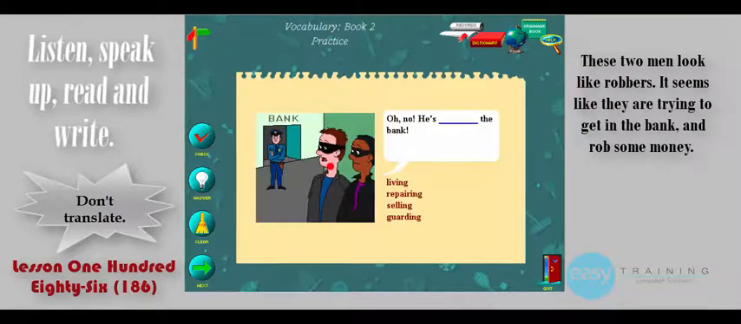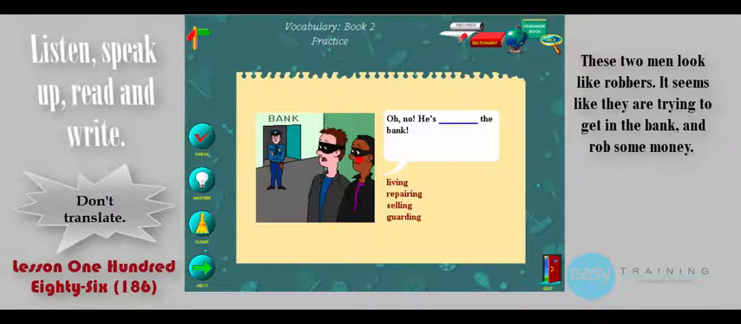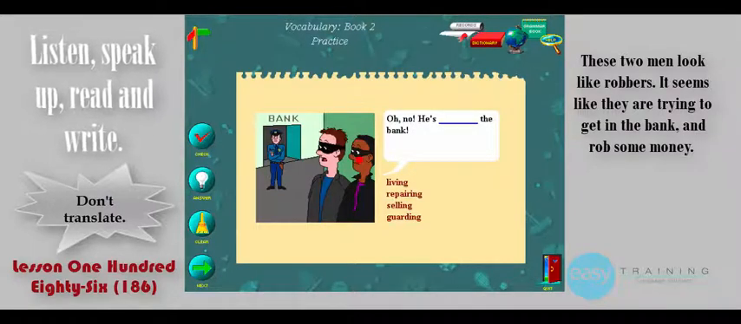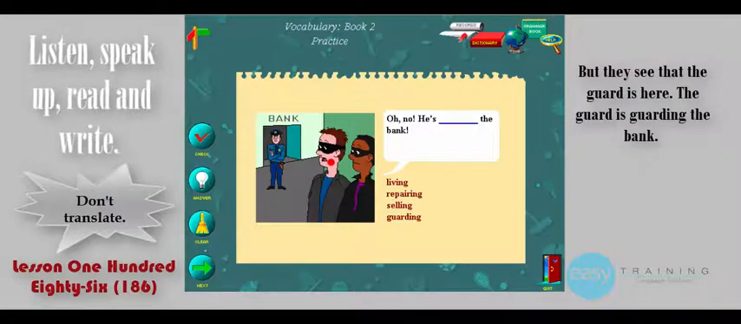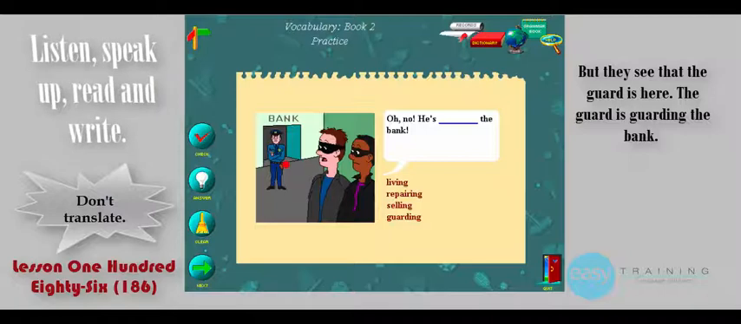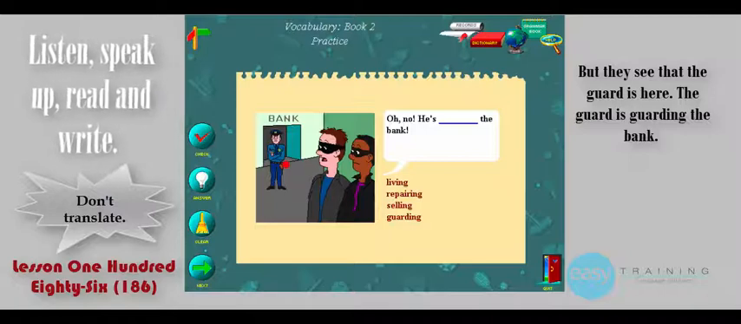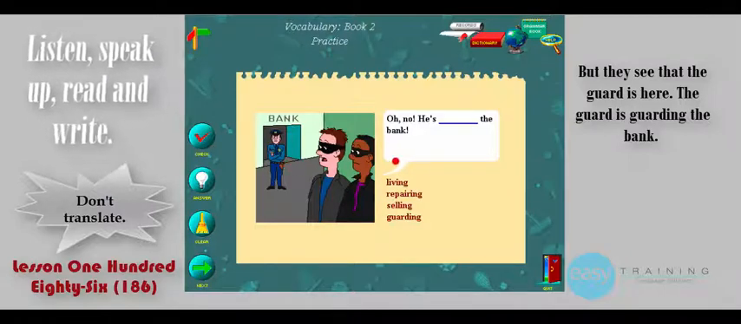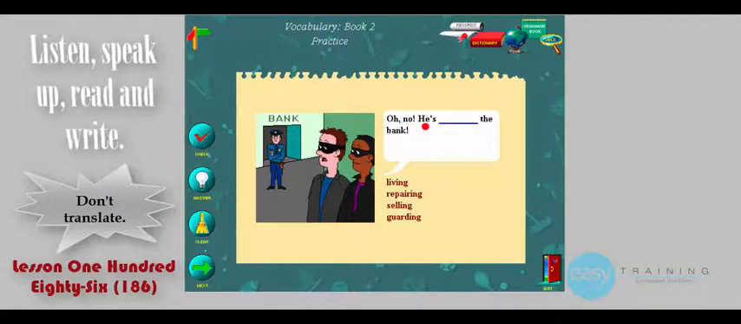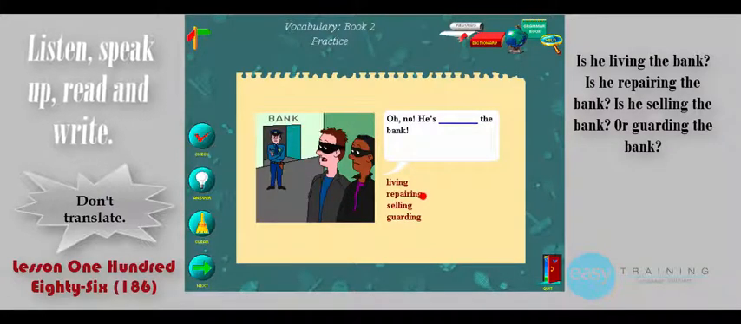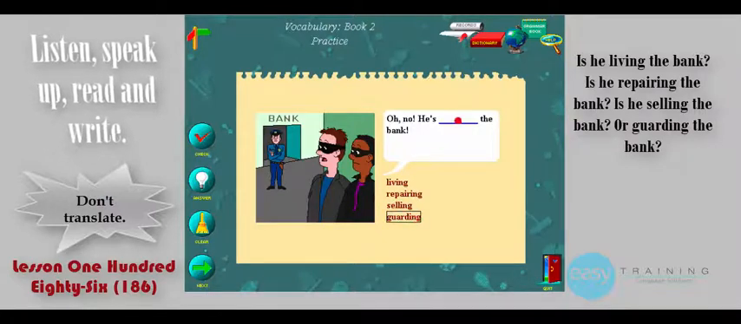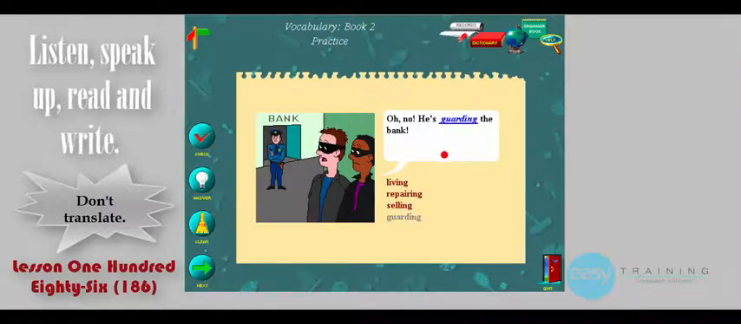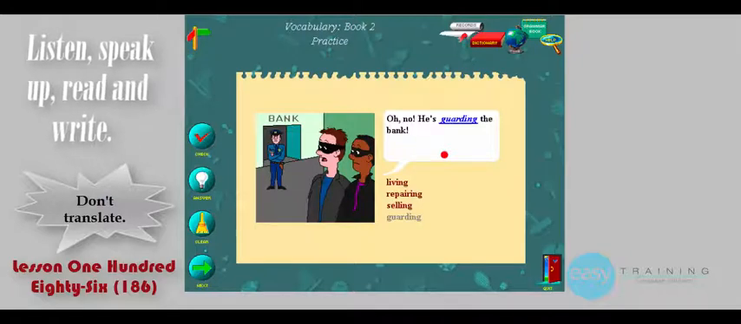These two men look like robbers. It seems like they are trying to get in the bank and rob some money. But they see that the guard is here. The guard is guarding the bank. They say, oh no, he is blank the bank. Is he leaving the bank? Is he repairing the bank? Is he selling the bank or guarding the bank? This is the correct choice. The guard is guarding the bank.